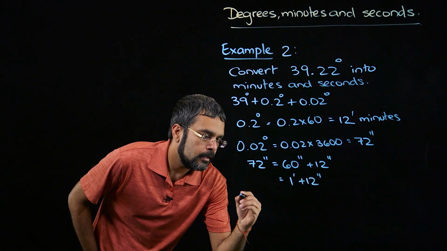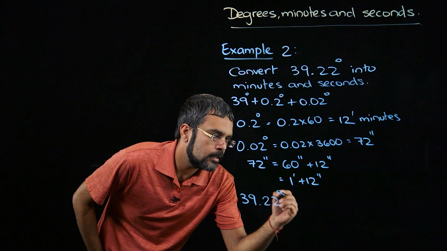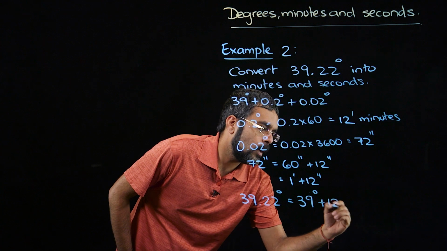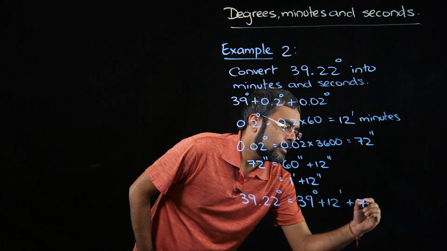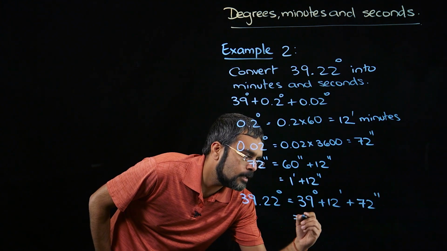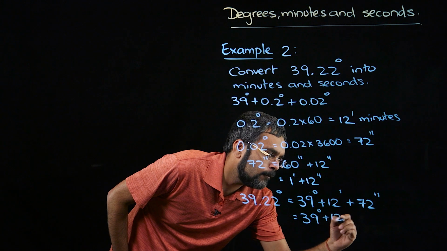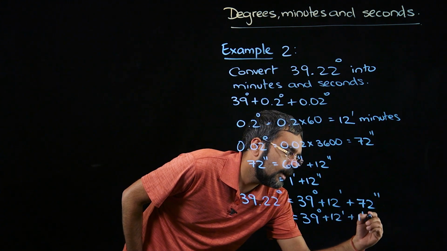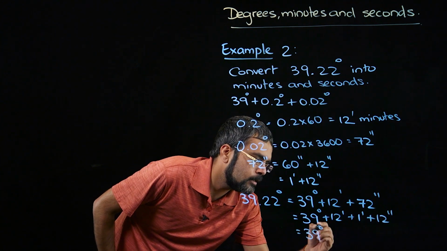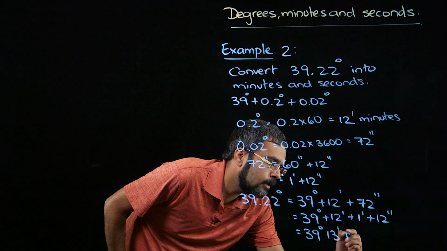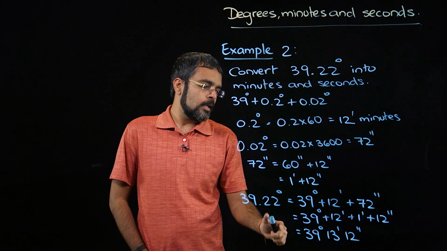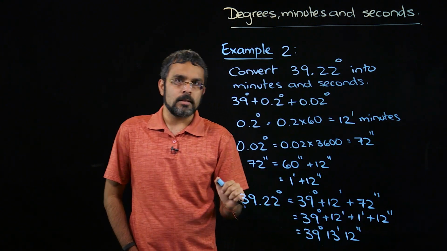So 39.22 degrees is going to be 39 degrees plus 12 minutes plus 72 seconds, but we know that 72 seconds equals a minute and 12 seconds. So this is 39 degrees plus 12 minutes plus 1 minute and 12 seconds. And so that comes out to 39 degrees, 13 minutes, and 12 seconds. So I can convert 39.22 degrees into 39 degrees, 13 minutes, and 12 seconds.